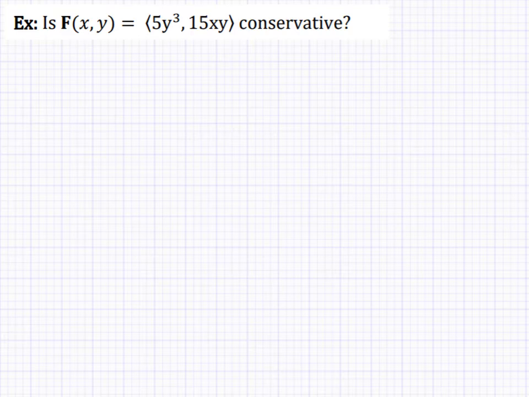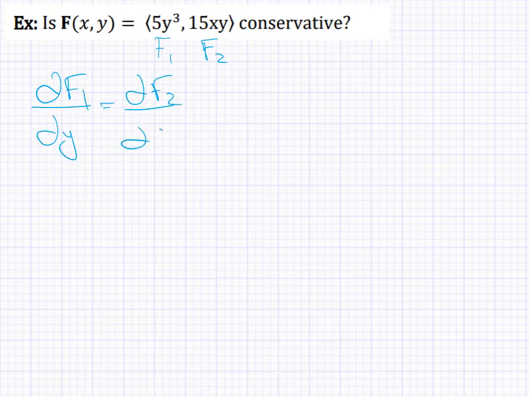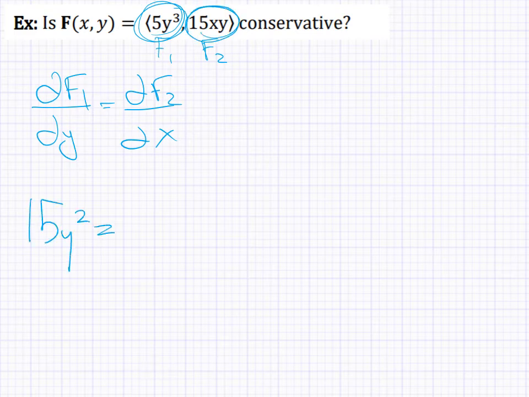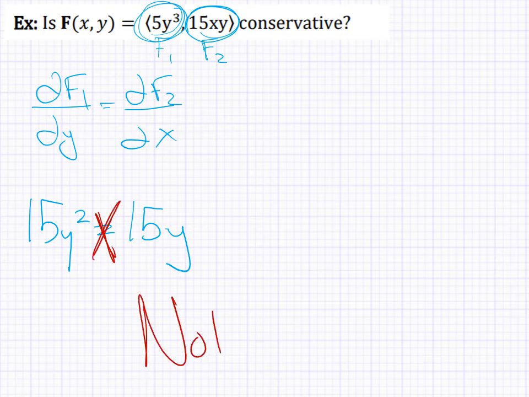Being it's a 2D vector field, we only have F1 and F2. So we only have to check that the partial of F1 with respect to y equals the partial of F2 with respect to x. If that holds, it's conservative. Well, what's the partial of F1 with respect to y? 15y squared. How about the partial of F2 with respect to x? That would just be 15y. They are not equal to each other, so this one is not conservative.